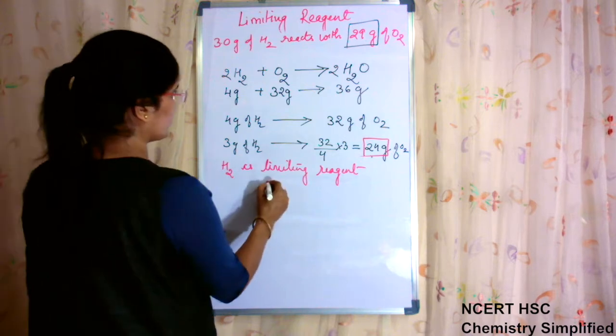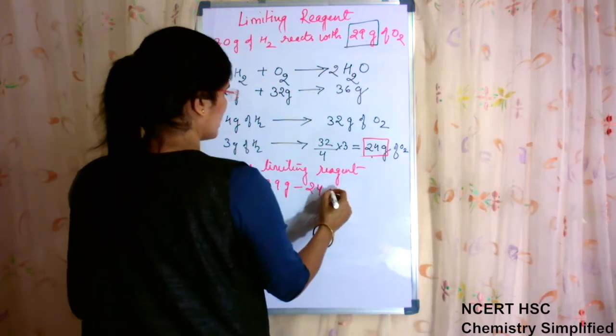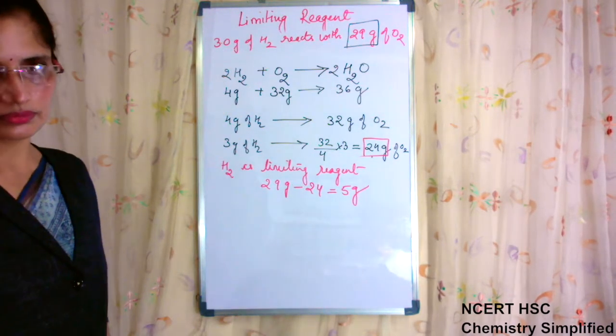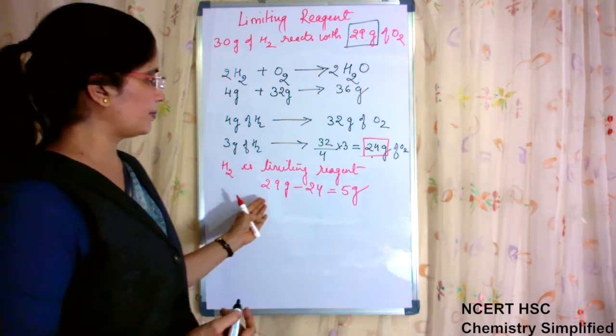Okay. Now when hydrogen is limiting reagent, how much amount of oxygen is extra? Simply we can calculate: 29 grams is available and 24 grams is only required. So by 5 grams it is more. So oxygen is more.